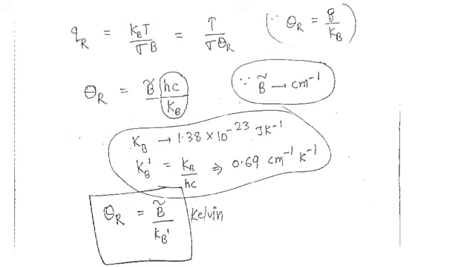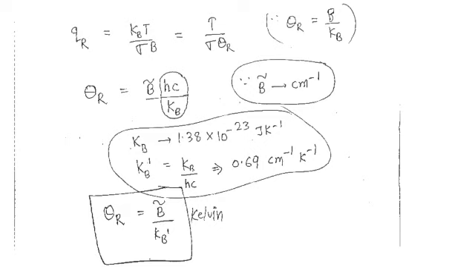Alright, so theta r equals B upon Kb, and now this expression is important. You have to just put the value of B upon Kb as theta r, and you get this expression. Otherwise, for this expression you will get the value in joule, where you had put the value of the Kb.